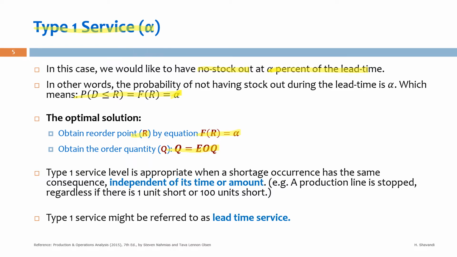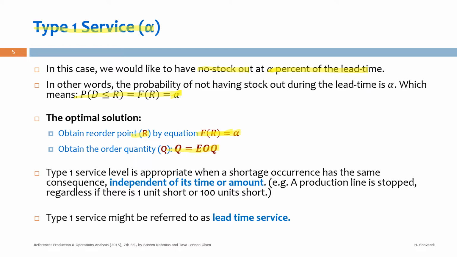Here we ignore that and we just consider the simple EOQ model for Q, and R will be obtained by this equation, if R equals alpha. Okay, so as you see here, we are considering this service level if the consequence of having shortage is the same for any amount of shortages.